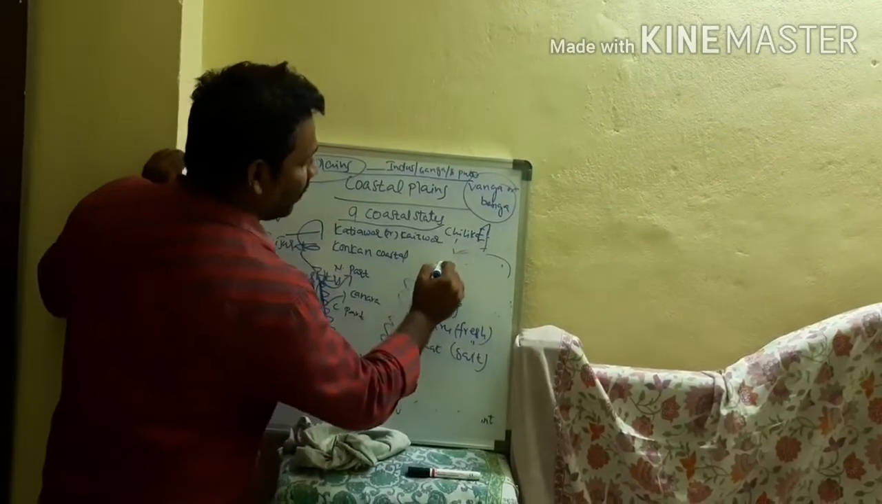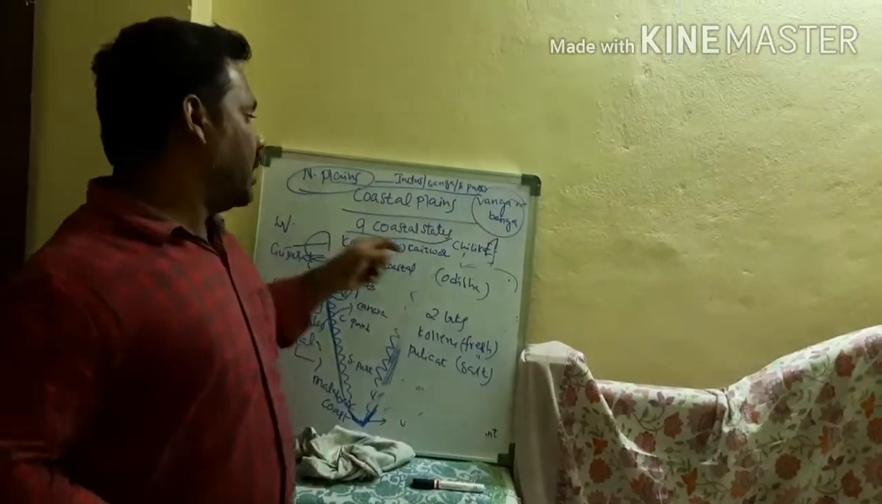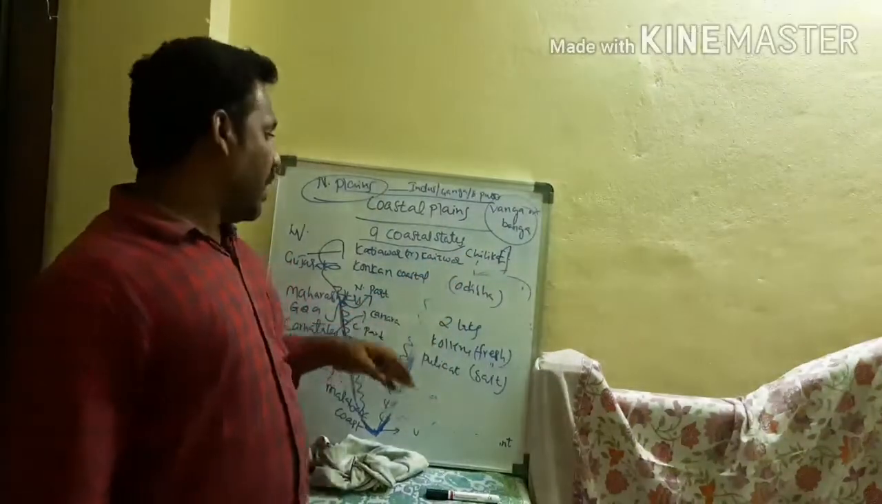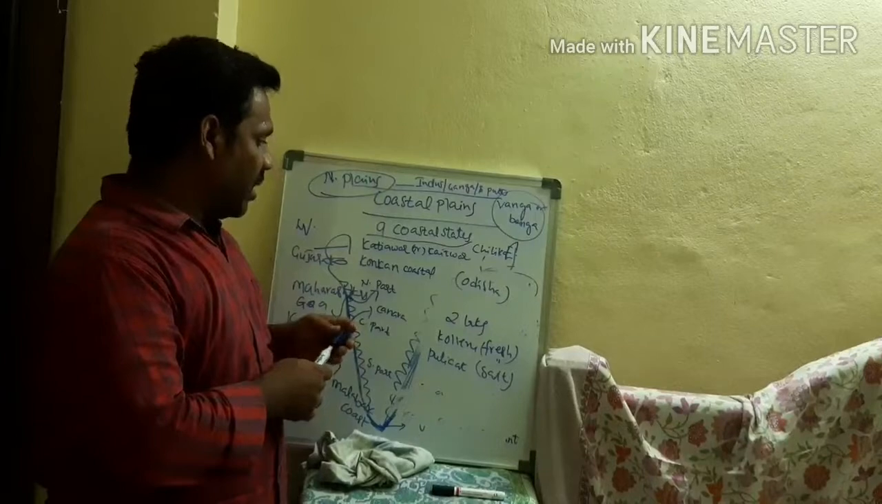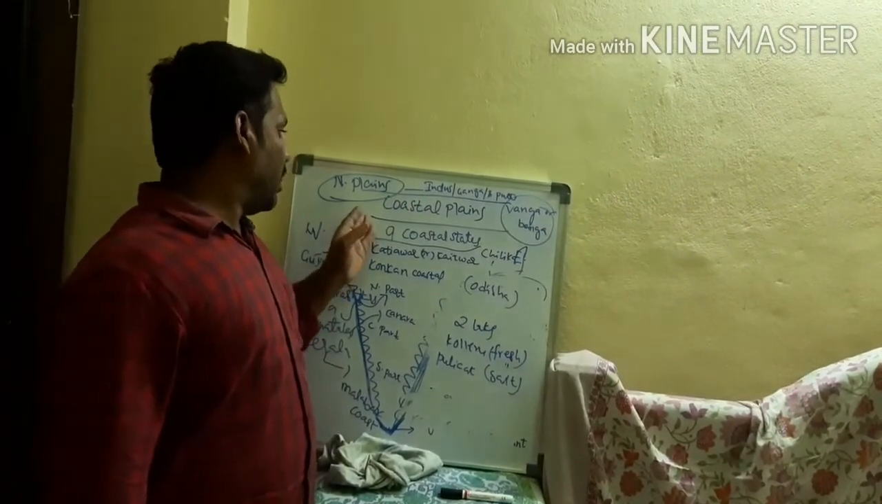And Chilika is located in Odisha. It is a salt water lake. These are very rich in fish zones, and they are also very good for growing aquatic bodies. This is about the coastal plains, regarding our lesson number 1, India relief features.